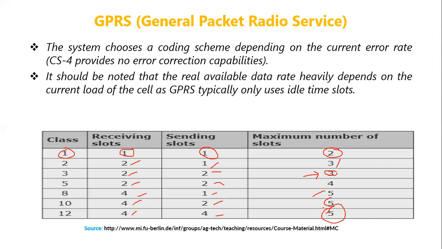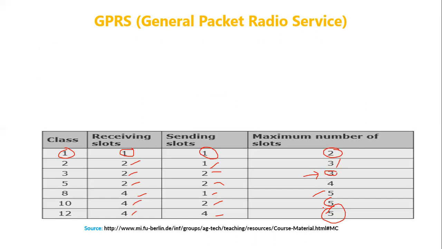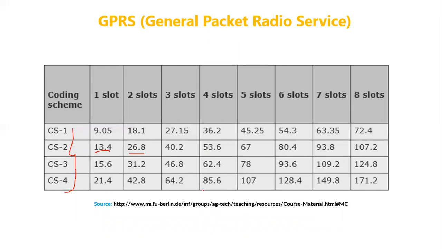So if some device is using all 8 slots for data encoding, using CS4 yields the maximum data rate. In the previous diagram, you can see that the data rate of CS4 is greater than CS3, CS3 is greater than CS2, and CS2 is greater than CS1. So the data rate is increasing from top to bottom. CS4 is offering the highest data rate.